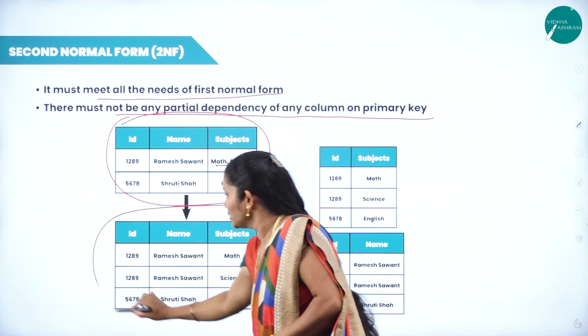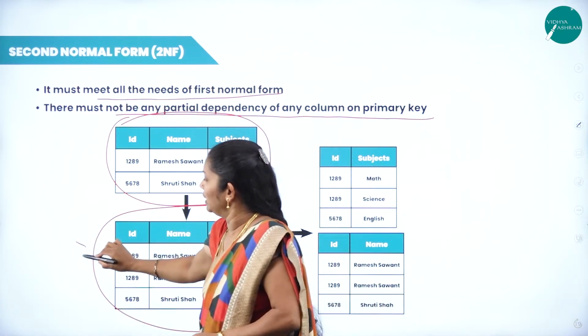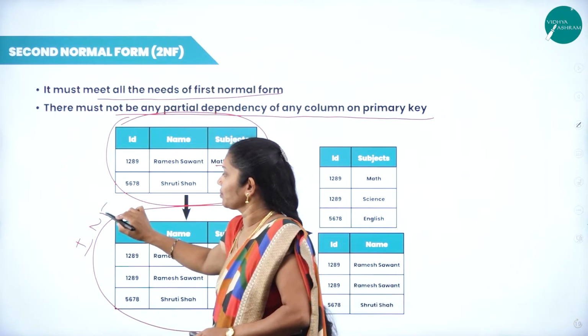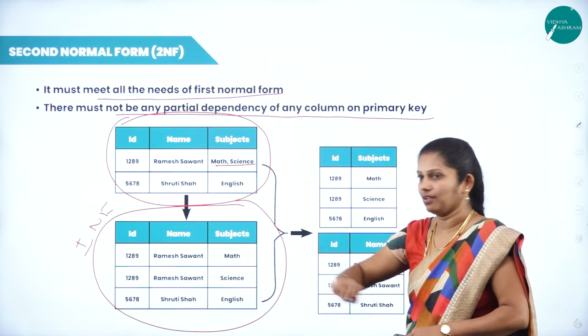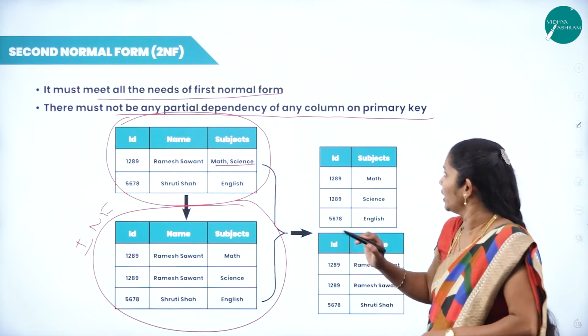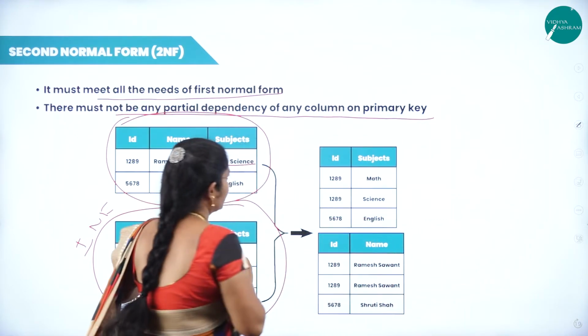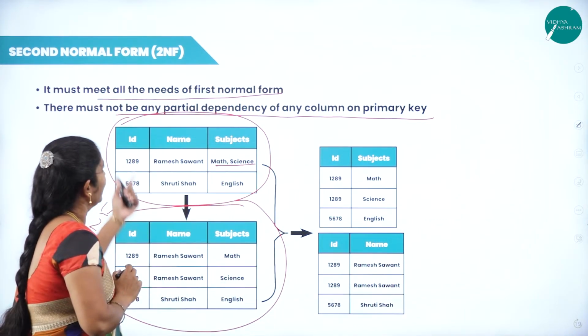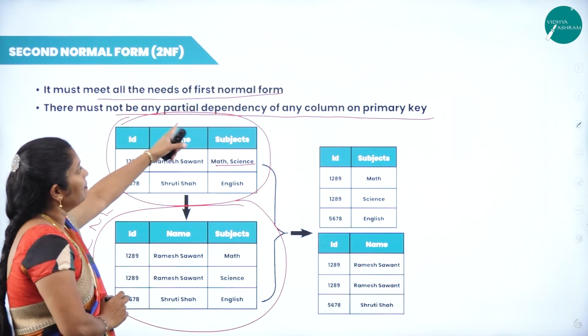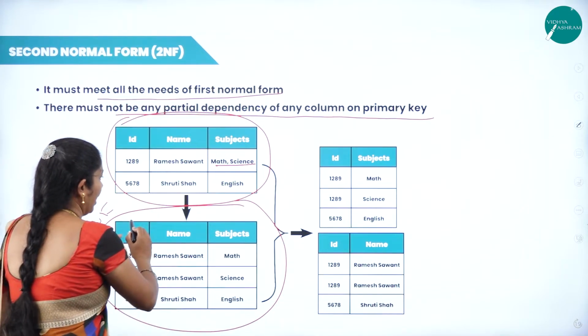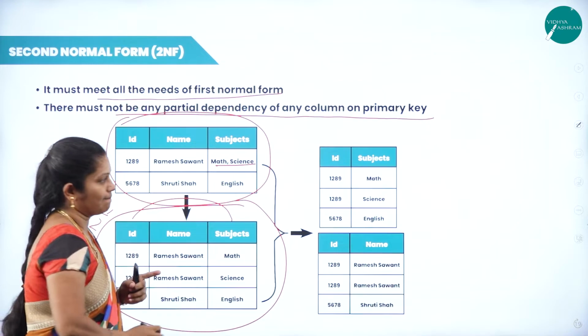This is first normal form, first NF. This is the main table and this is first NF, first normal form. Now come to here. Here you just observe, depending upon the ID, there must not be any partial dependency. First I will write ID and then subject.